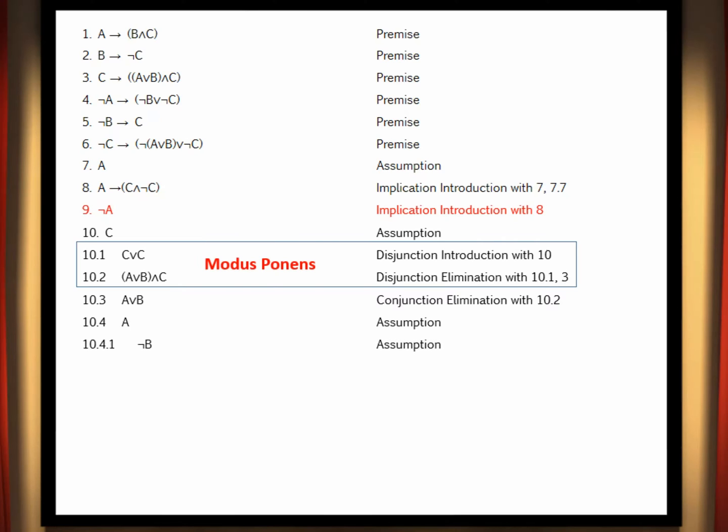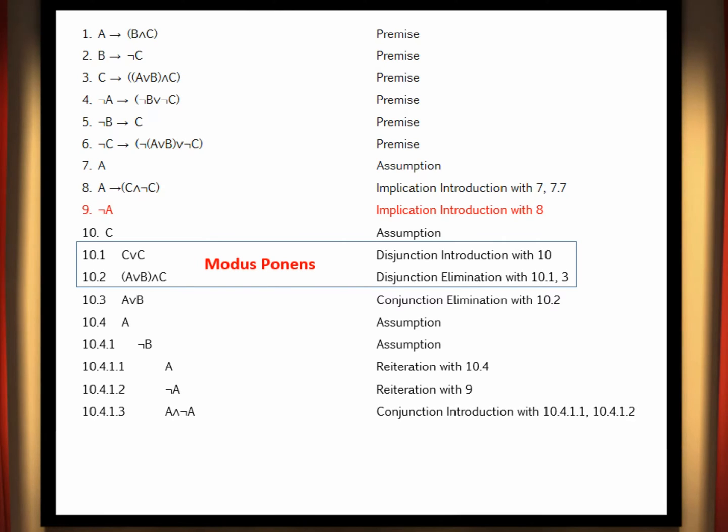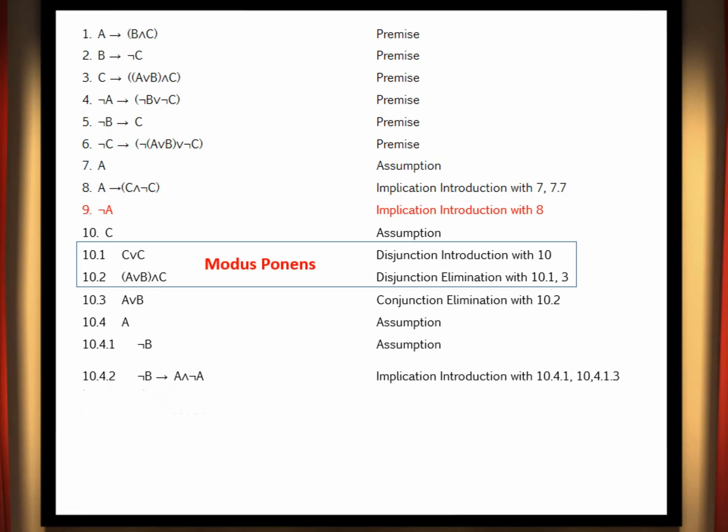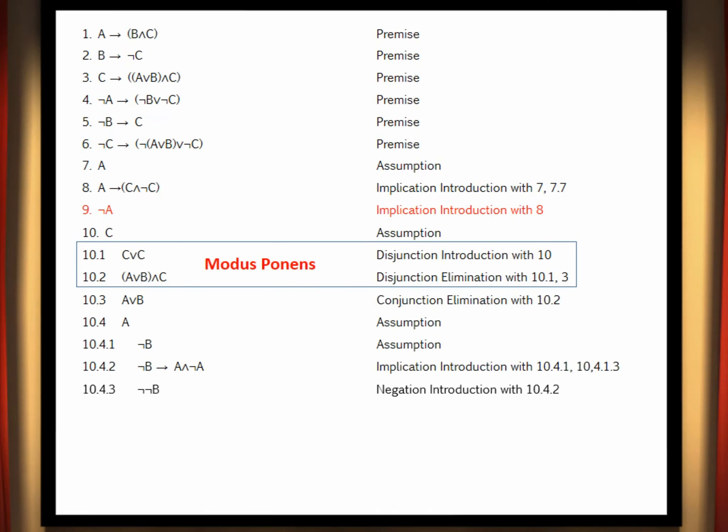10.4.1, assuming not B is true, A by reiteration with 10.4, not A by reiteration with 9, A and not A by conjunction introduction with the previous 2 steps. 10.4.2, not B implies A and not A by implication introduction with 10.4.1 and 10.4.1.3. 10.4.3, not B by negation introduction with 10.4.2. 10.4.4, B by double negation elimination with 10.4.3.